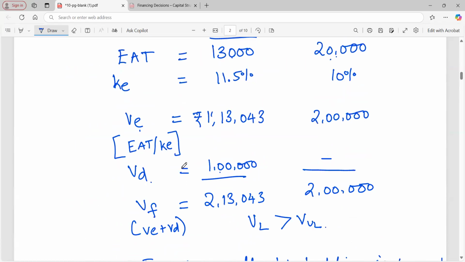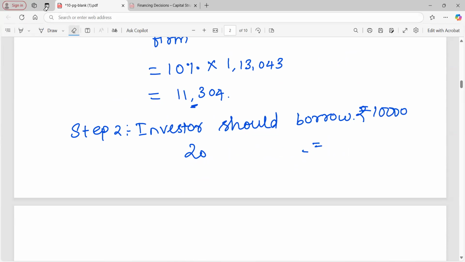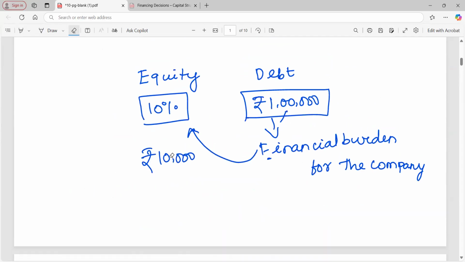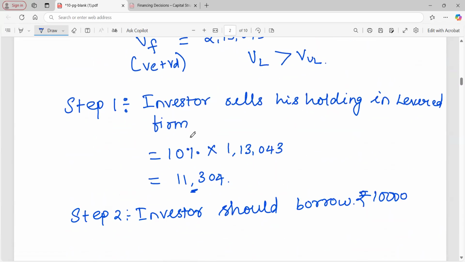Now, in the second step, the investor should borrow rupees 10,000, not 8696, right? Why should he borrow 10,000? Because when he was a shareholder of the levered firm M Limited, his financial burden was 10,000 rupees, right? Now, in the first step, the investor sold the shares of M Limited. Previously, as a shareholder of M Limited, he had this 10,000 as his financial burden. But now, by selling the shares of M Limited, the investor got rid of this financial burden of 10,000.